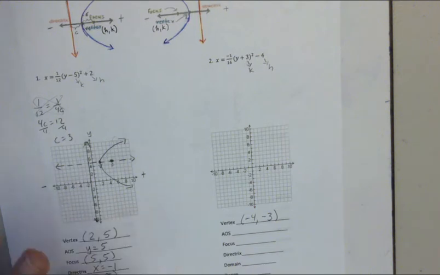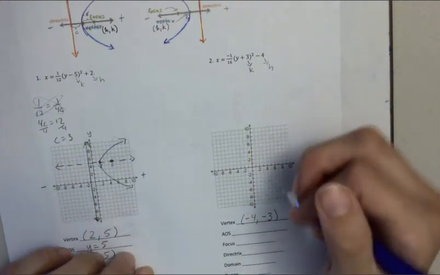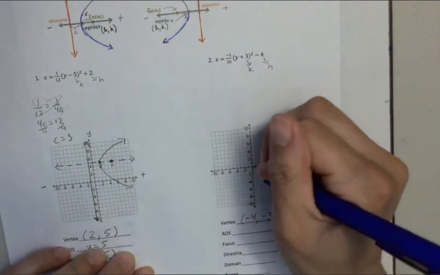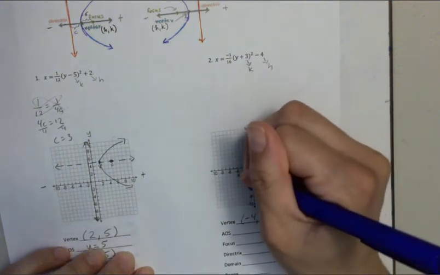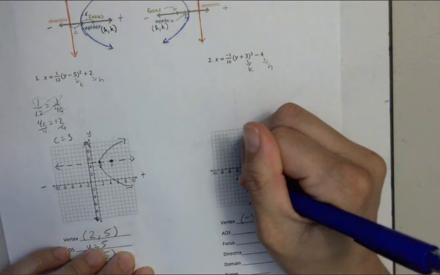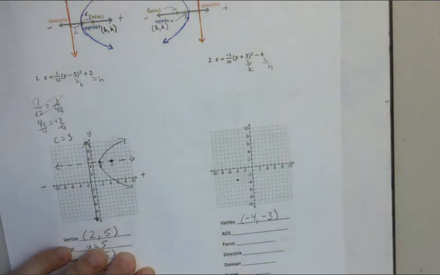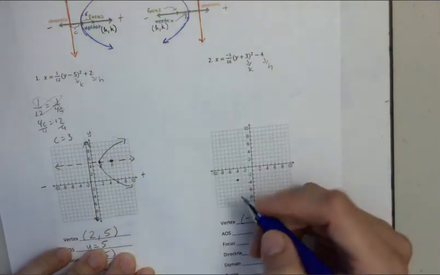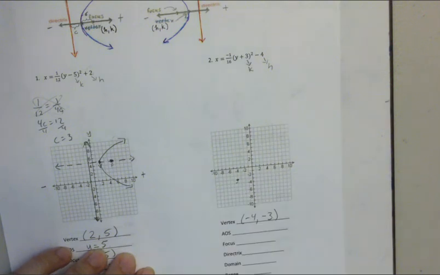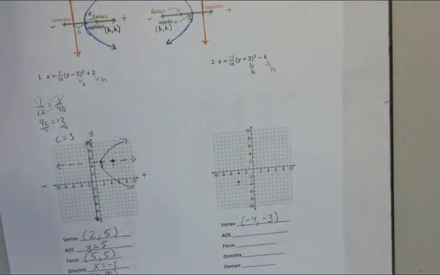All right, so let's go ahead and start by plotting our vertex. So negative 4, negative 3 is right here. So we have negative 4, negative 3. And again, if you want to write a little v just to help you remember, go ahead. You can put a little v there for your vertex.